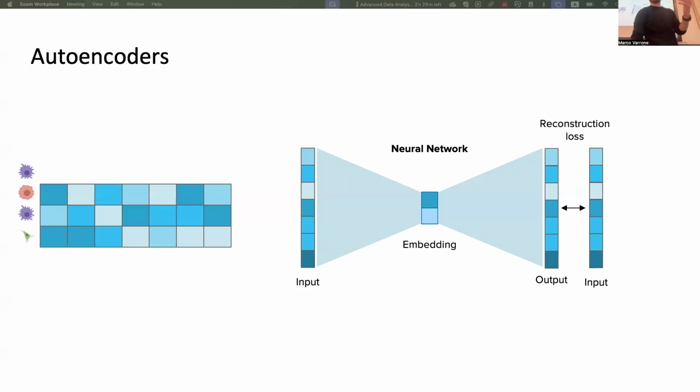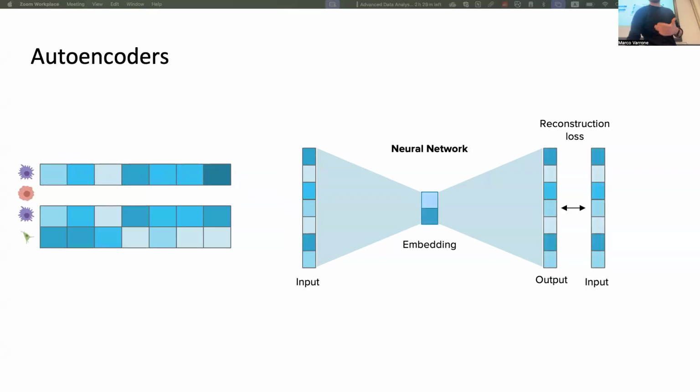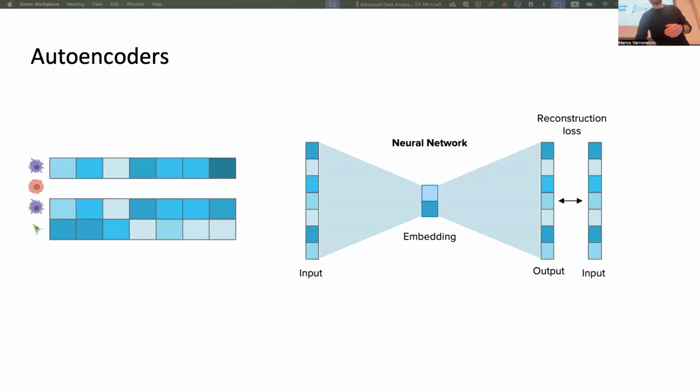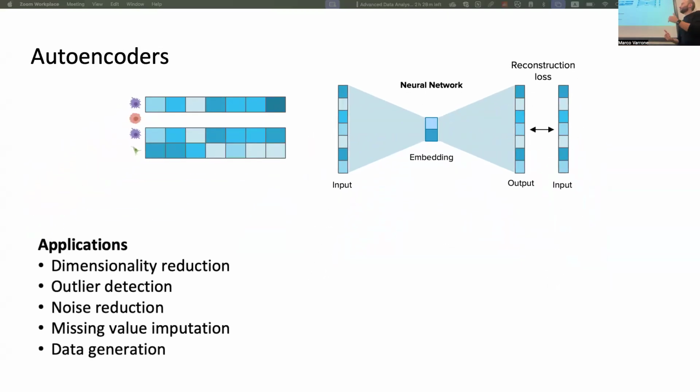So you do this for all the cells. You do this for all the cells multiple times, and the neural network is going to learn some meaningful features, smaller than the input one, which are able to encode as much information about the data, which is essentially the concept of dimensionality reduction. So it could be used to do dimensionality reduction, outlier detection, removing noise, imputing missing values.